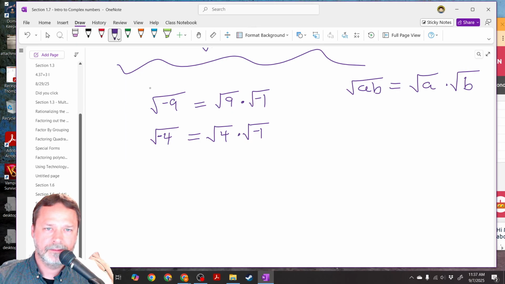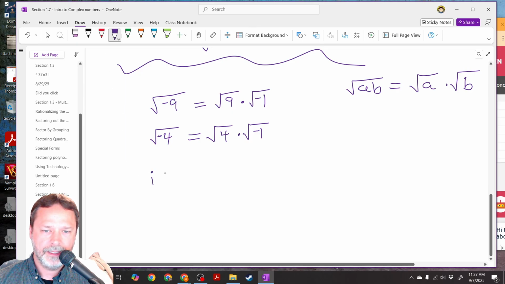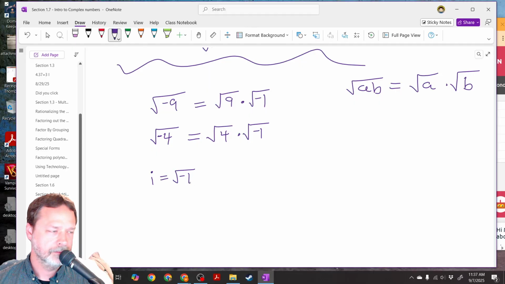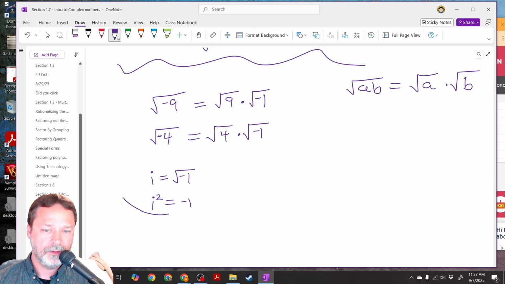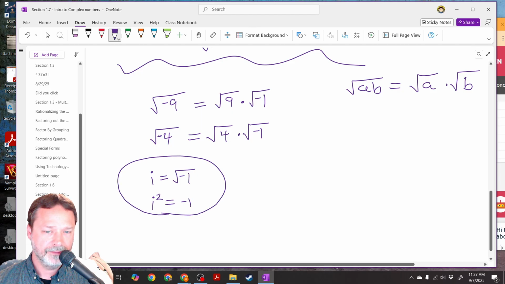Got to fix that. So i is going to be the square root of -1. Therefore, a very important property of i is that i squared equals -1. It is the only number that squares to get a negative. It is the i.